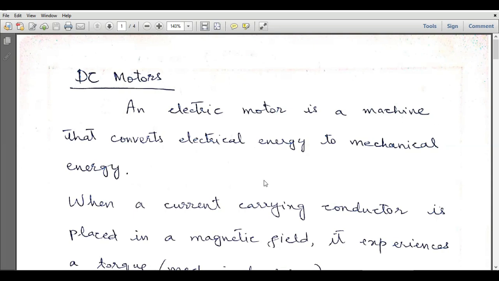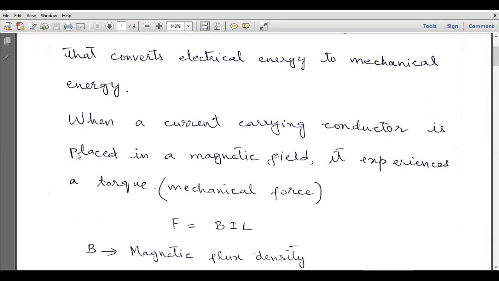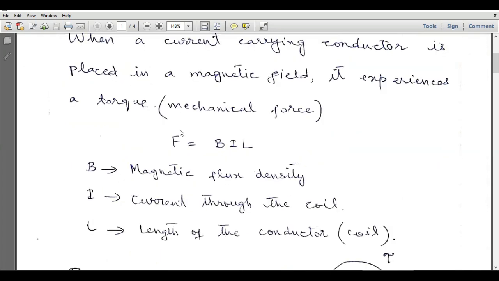The definition of a DC motor: an electric motor is a machine that converts electrical energy to mechanical energy. The principle of a motor is that when a current carrying conductor is placed in a magnetic field, it experiences a torque, and torque is also called mechanical force. Mechanical force exerted by the motor is equal to BIL.